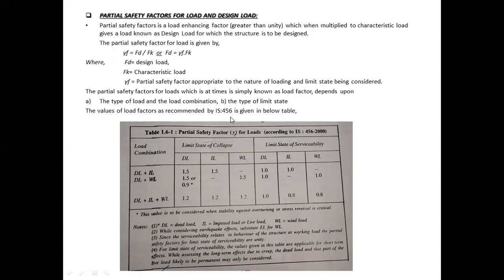Below, there are given the limit state of collapse and the limit state of serviceability, and the load combinations. The load combinations are dead load, live load, and wind load. There are many types of load combination. Three types of combinations they have given us, and the partial safety factors they have given us here are 1.5, 1.0, 0.8, 1.2. Okay.